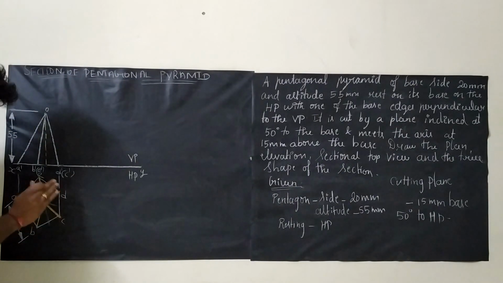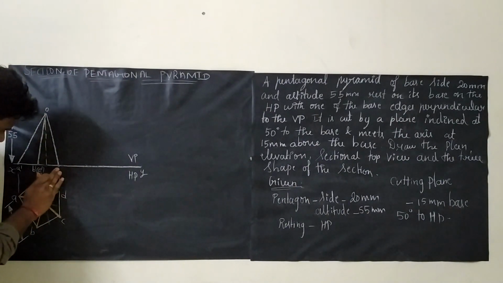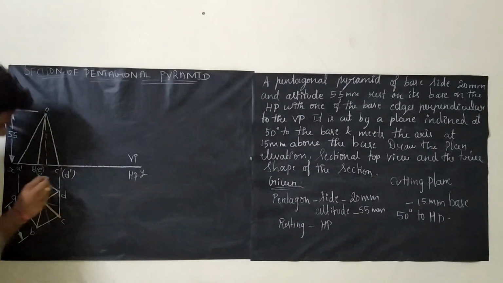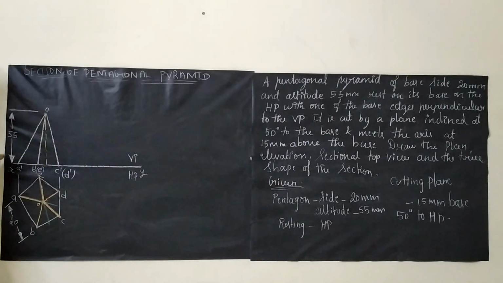Here you have to write C dash bracket D dash. Then try to join all the points with the apex. Okay, so we have drawn the front view. So height is 55 mm.